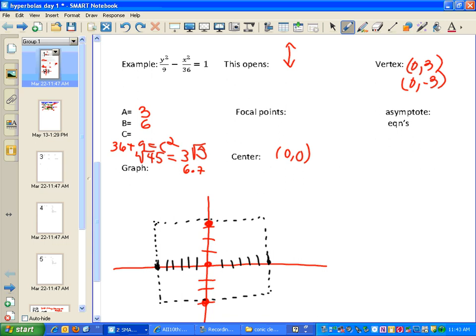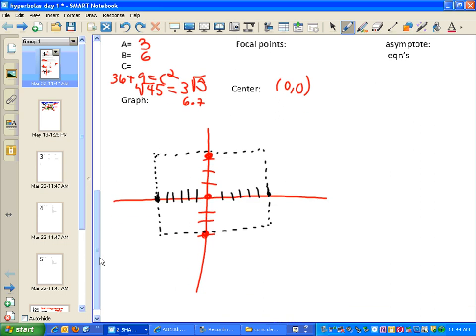Okay? So we went up and down 3 for our vertices, yes? Because we knew it opened up and down. And then we're going to go left and right that B value, which is 6, so that we can create a little rectangle. You with me? Okay. This little rectangle is what allows us to draw the asymptotes. The asymptotes are going to go through the corners and the center.